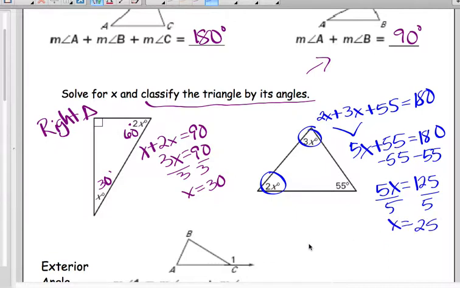So x is 25, but don't think that you're done, because that's not the end of the problem. And often, people stop here thinking that they're totally done, but they're not. So I need to plug in that 25 and then classify this triangle based on its angles, because I haven't done that yet. So plugging in 25, 2 times 25 would be 50 degrees right there, and then 3 times 25 would be 75 degrees right there. All three of these angles are less than 90, so this is an acute triangle based on its angles.